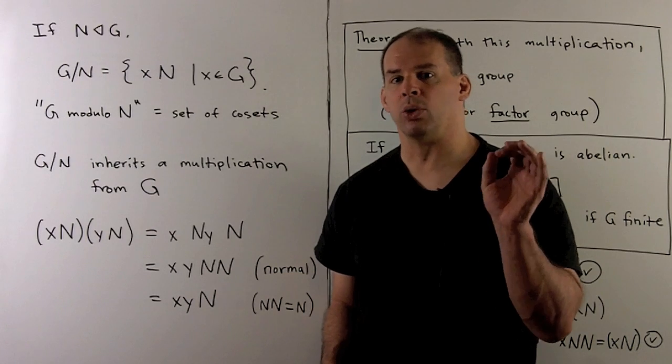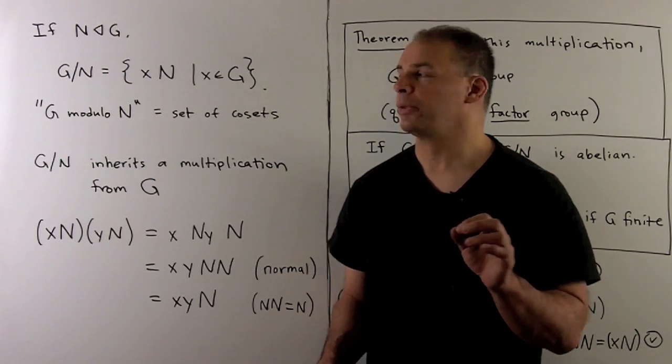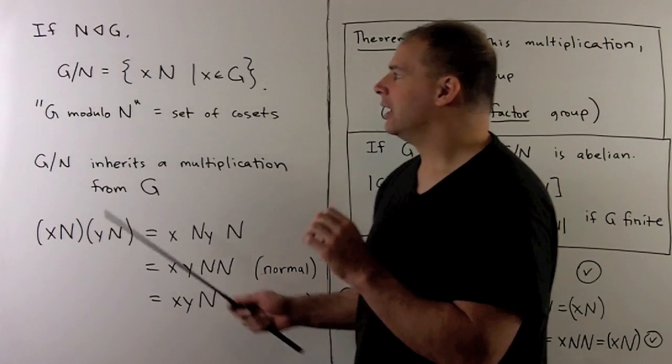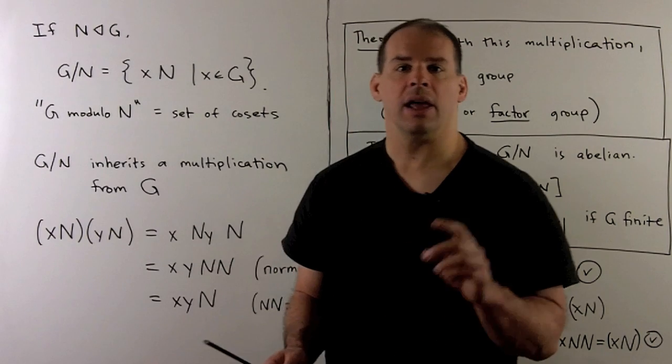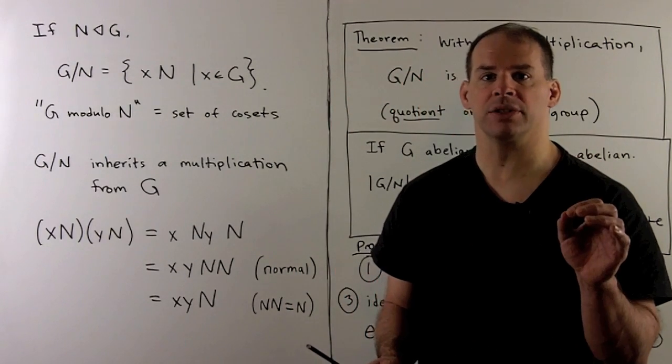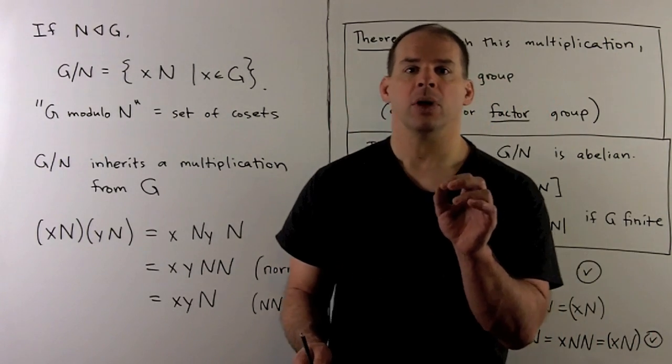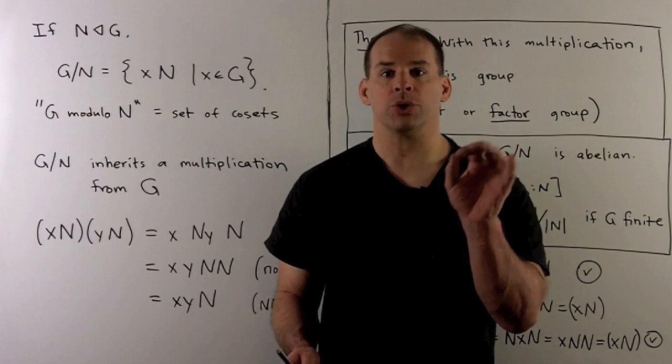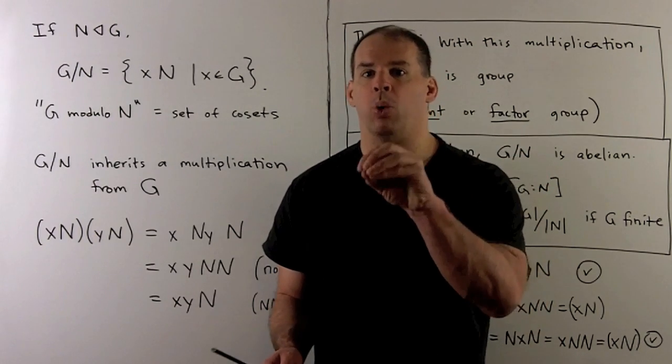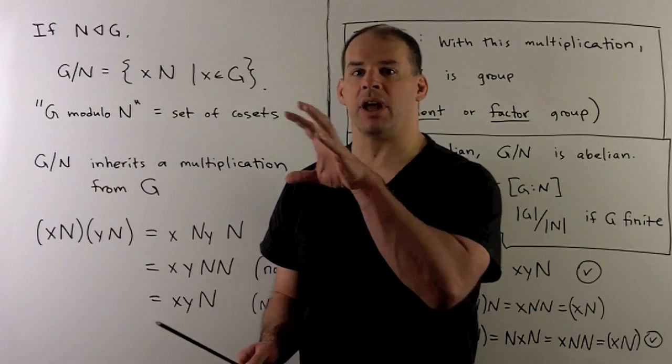Let's suppose we have a normal subgroup N. We'll define G modulo N as the set of all cosets. So we have our cosets, which are sets representing points inside of another set.